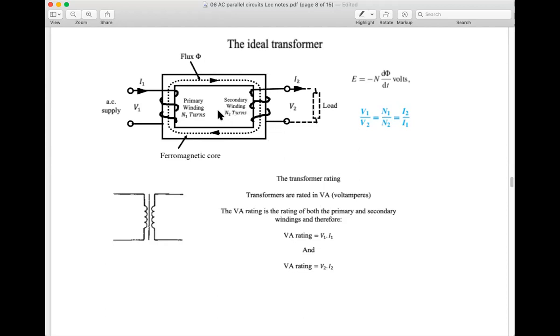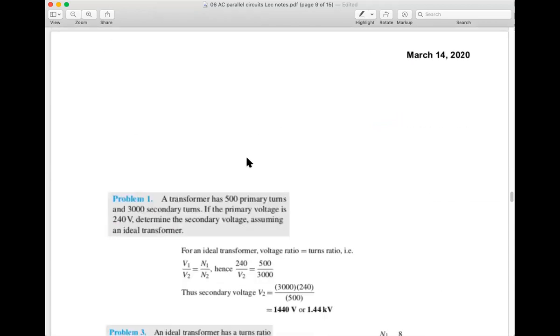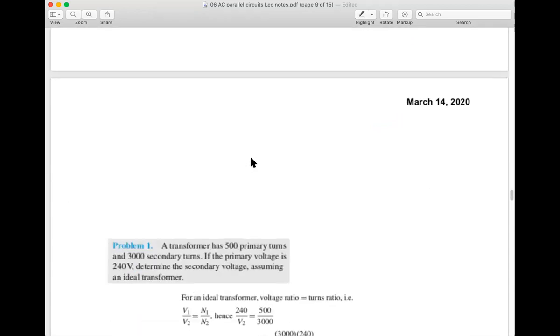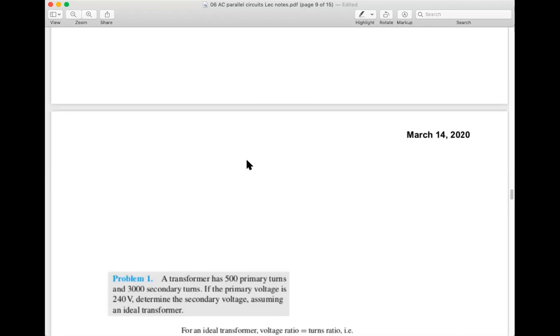All right. So moving over the page, I think we've probably got a problem. A transformer has 500 primary turns and 3,000 secondary turns. The primary voltage is 240 volts. Determine the secondary voltage, assuming an ideal transformer.